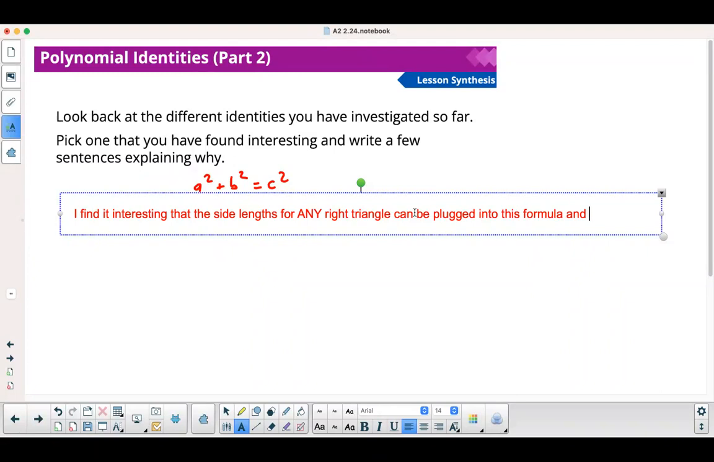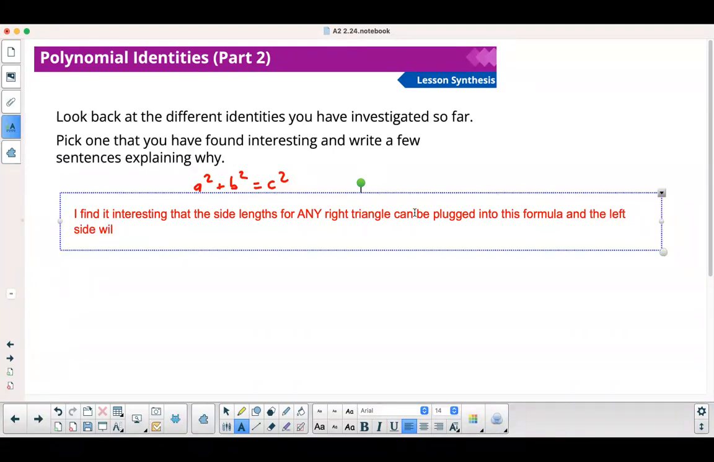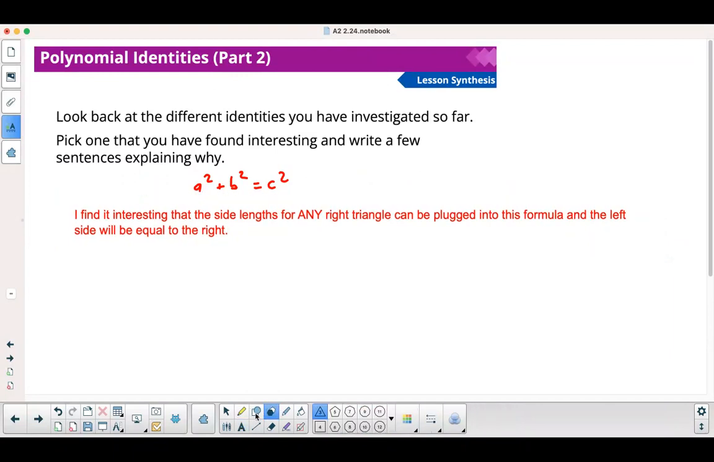and the left side will be equal to the right. It's just kind of crazy that, let's say I draw a right triangle here. If I take a right triangle and I measure this side, and measure this side, if I plug them in, the two short ones for A and B, long one for C, it's just kind of crazy that it will always work. Anything else is just algebra.